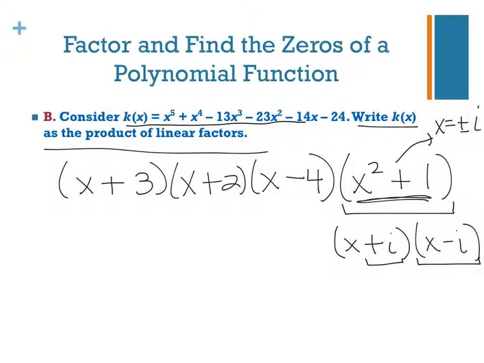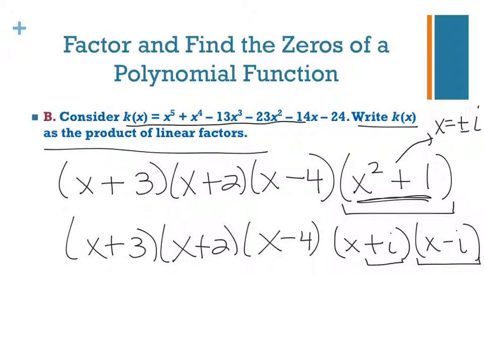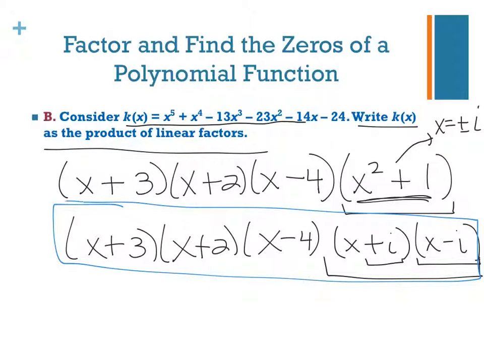So there are 5 linear factors: x plus 3, x plus 2, x minus 4, and the other two factors come from those two imaginary solutions of positive i and negative i. This is the answer for part B. We have factored the polynomial completely by writing it as a product of its linear factors. And to explain what linear means, it means that all of the factors have an x to the first power in order to be written as a product of linear factors.